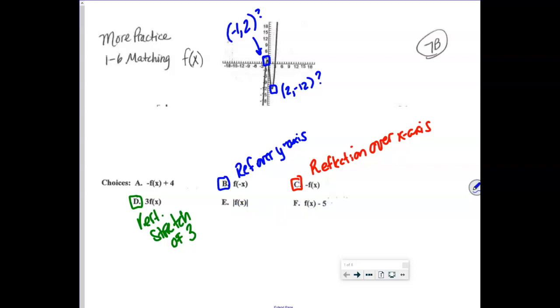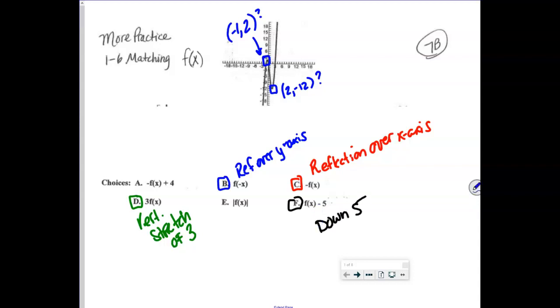What about letter F, where it has a -5 off to the side like this? It will transform it somehow. That's what I'm looking for. Is it shifting it? Oh, 5 to the left. Well, it's outside of the function. So it would be a vertical shift of down 5.